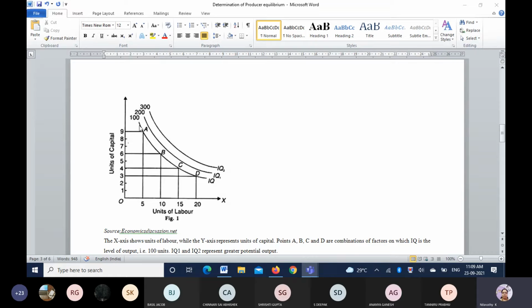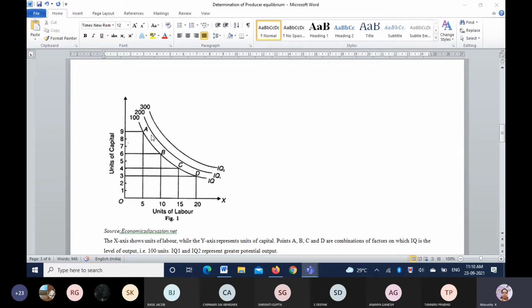For example, you can take this isoquant curve. This is the first level of production, where by using various combinations, 100 units of some product can be produced. At point A, by using 9 units of capital and 5 units of labor, you can produce 100 units. At point B, by using 6 units of capital and 10 units of labor, you can produce the same 100. And at point C, 4 units of capital and 5 units of labor can be used to produce the same 100 units.